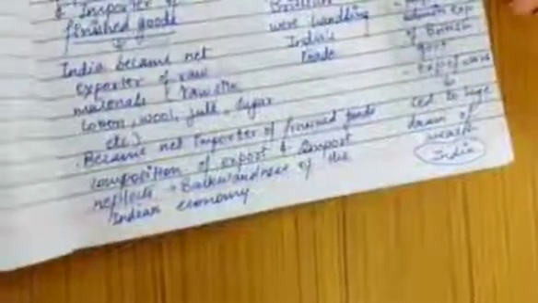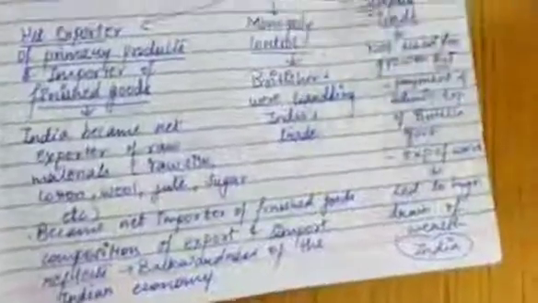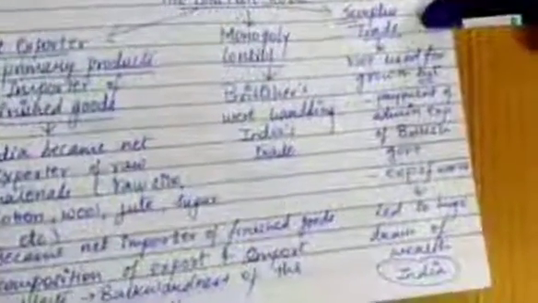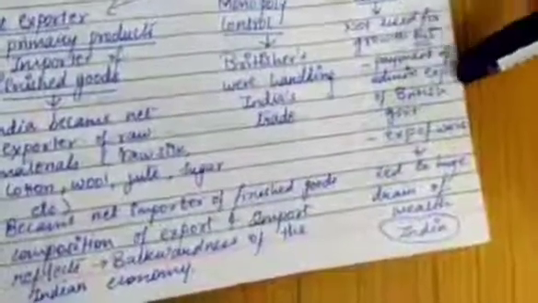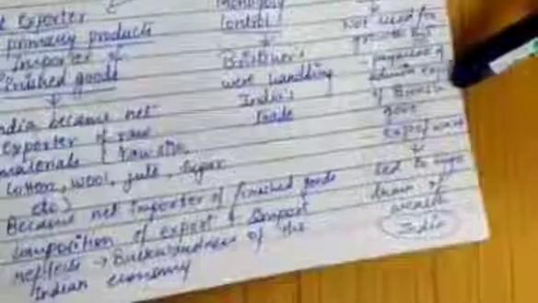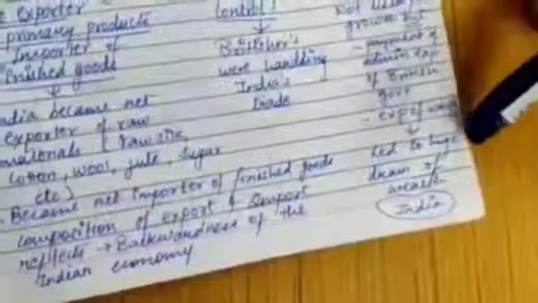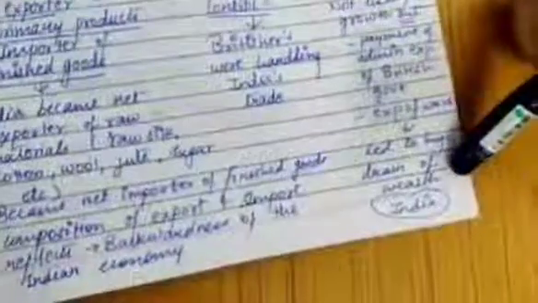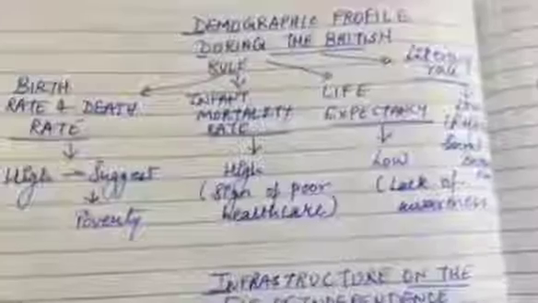When I go for monopoly control, basically Britishers were handling India's trade. Now, the surplus trade was only beneficial for the Britishers. It was not used for growth, but basically for payments of administrative expenses of the British government and expenses of wars, which led to a huge drain of wealth in India.